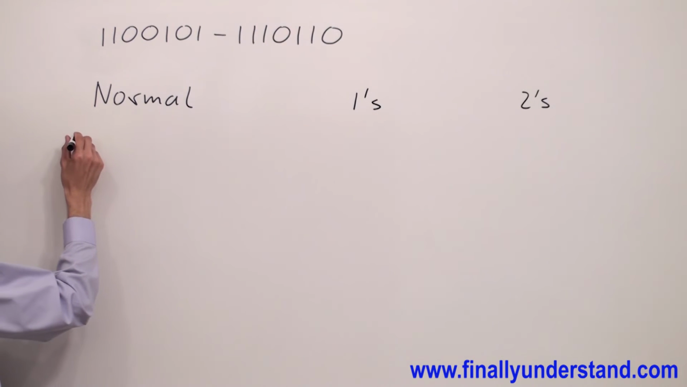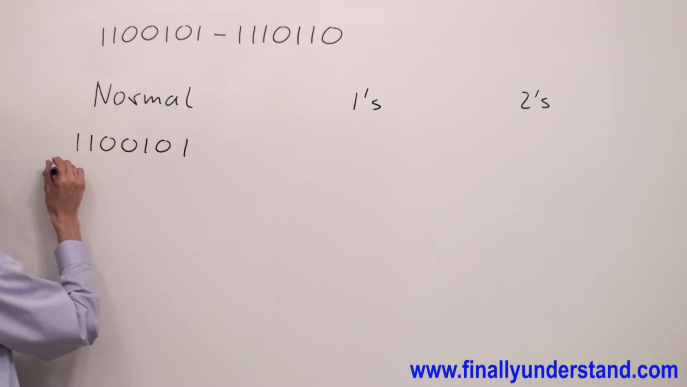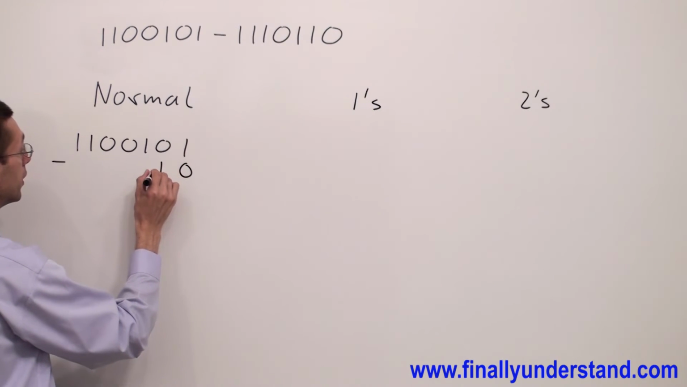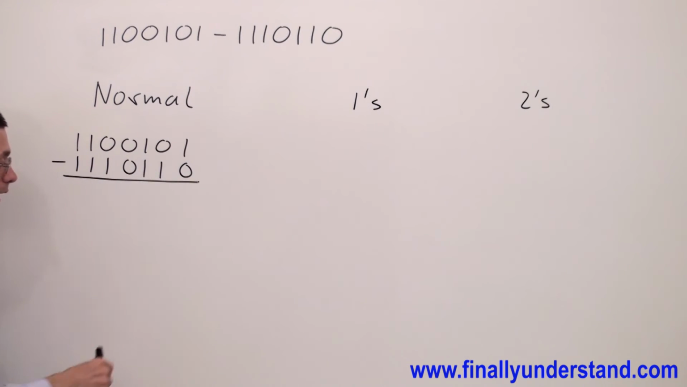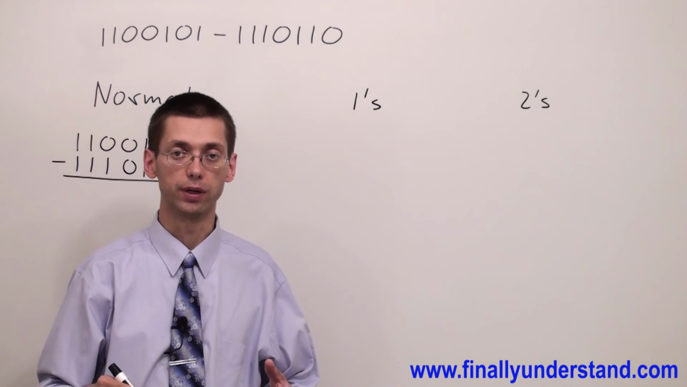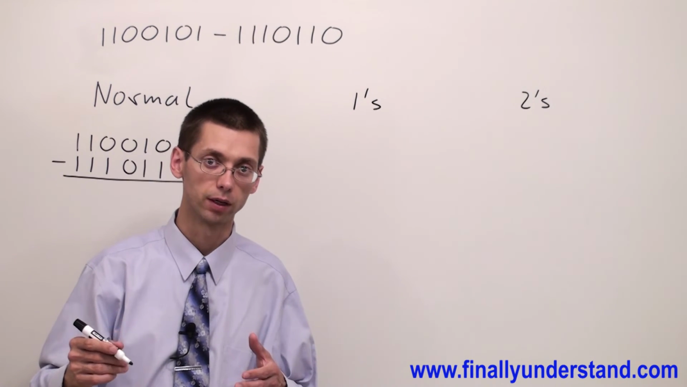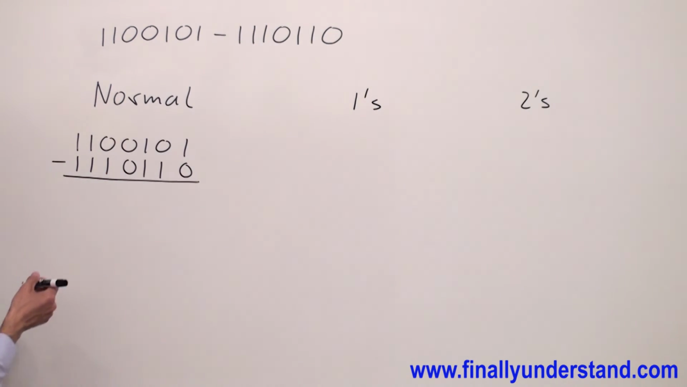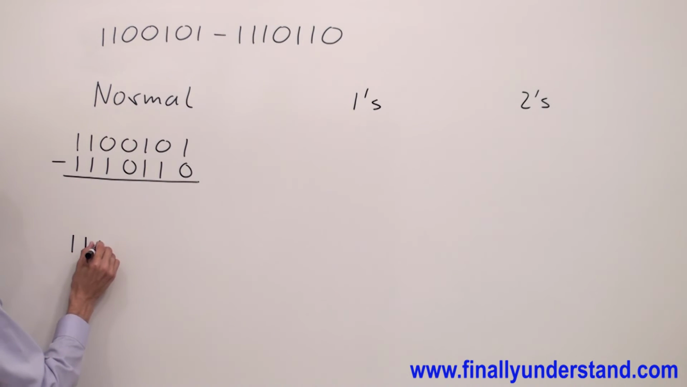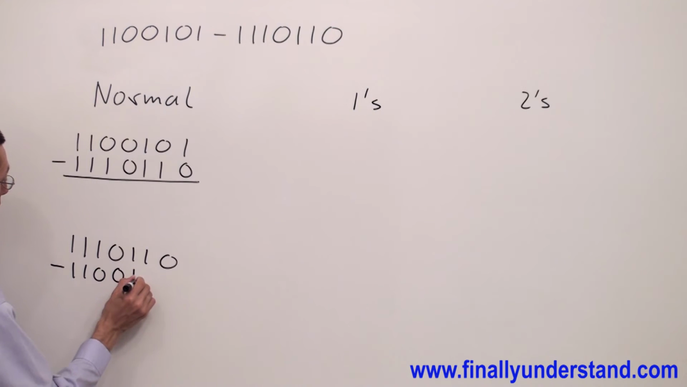So I have 1, 1, 0, 0, 1, 0, 1 minus 0, 1, 1, 0, 1, 1, 1. Anytime we subtract a bigger number from a smaller number, we're supposed to perform the subtraction of the smaller from the bigger and keep the sign of the larger number. So I'm supposed to just write 1, 1, 1, 0, 1, 1, 0 minus my smaller number 1, 1, 0, 0, 1, 0, 1.